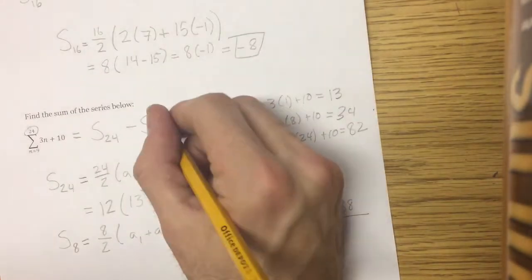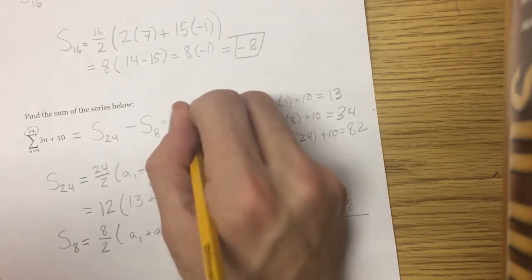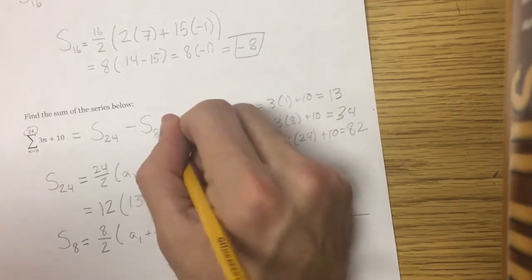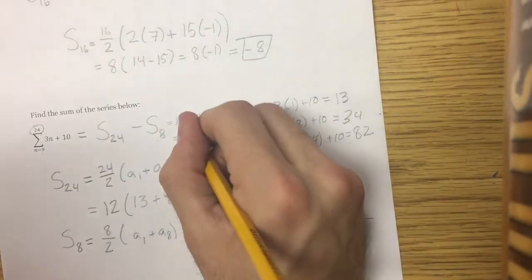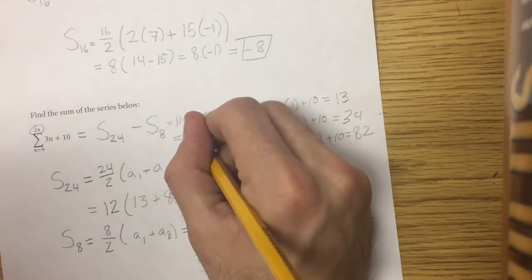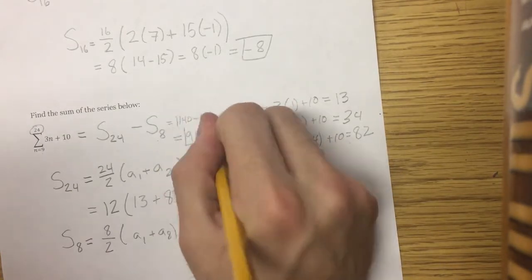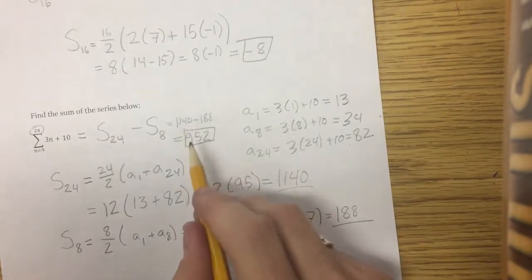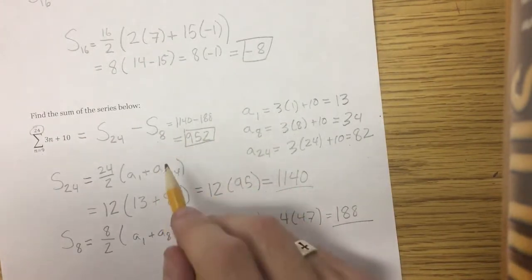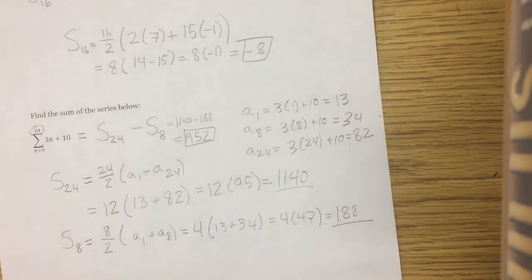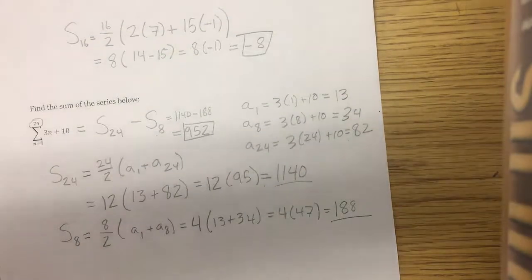To finish it off, now that we've got both of these things, we've got to do S24 minus S8 up here. So we got 1140 minus 188. We work that out and we get 900 and I believe 52. I don't have a calculator on me. But we subtract these two numbers to get this answer. I'm pretty sure it's 952. So that's how we solve that one. We got one more that's going to be in another video.